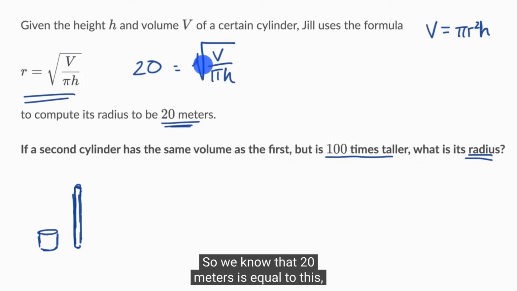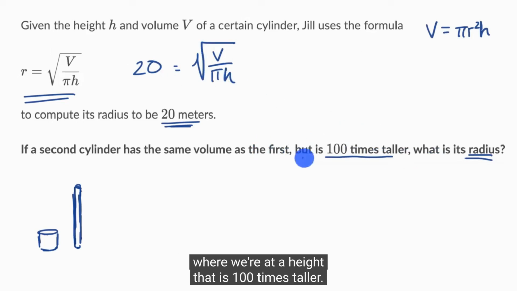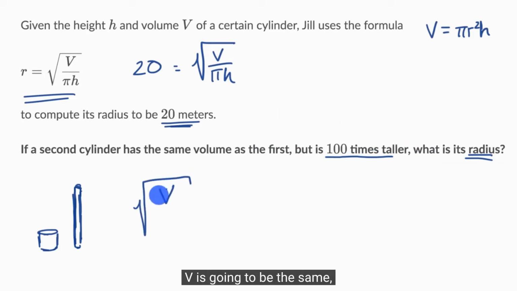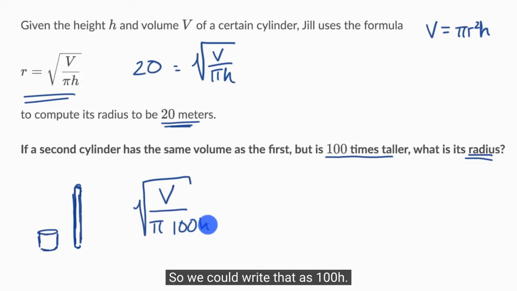So we know that 20 meters is equal to this. And now we're talking about a situation where we have a height that is 100 times taller. So this other cylinder is going to have a radius of the square root of, v is going to be the same, so let's just write that v there. Pi doesn't change. It's always going to be pi. And now instead of h, we have something that is 100 times taller, so we could write that as 100h.